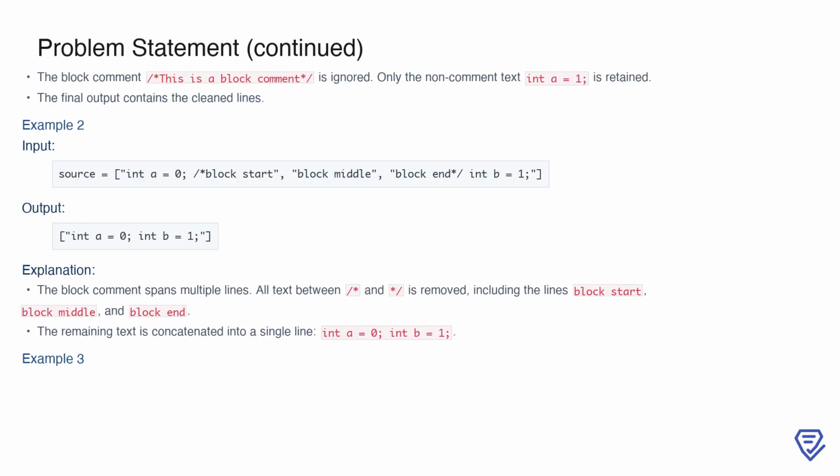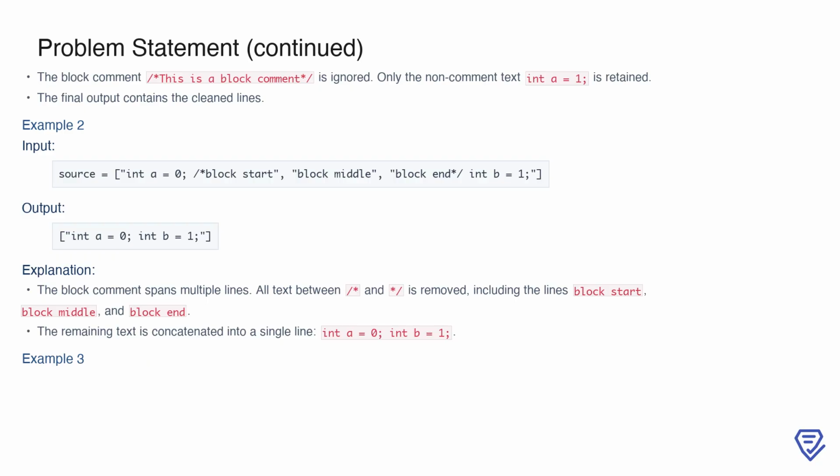Now, looking further into the example, we see that the block comment /* this is a block comment */ is completely ignored. The output retains only the valid code, which is int a equals 1. Similarly, other lines like return 0 and the closing bracket remain untouched since they do not contain any comments.